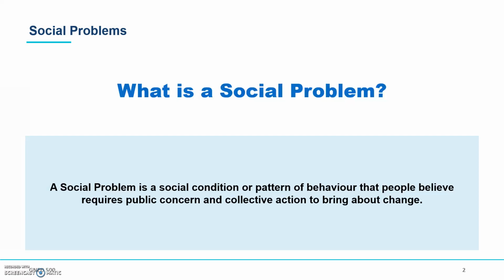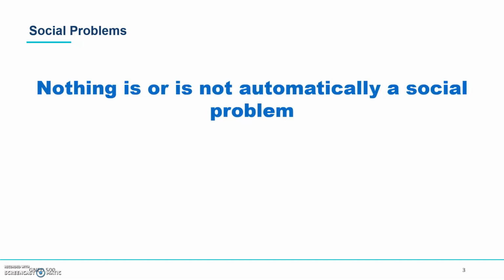So, we've defined social problems as conditions or patterns of behavior that people believe require public concern and collective action in order to bring about change. But as we read earlier, nothing is or is not automatically a social problem. There is a huge disagreement in politics and society over whether certain problems are social, thus requiring public concern and action, or individual, and something that is the fault and/or the responsibility of the person affected by the condition.